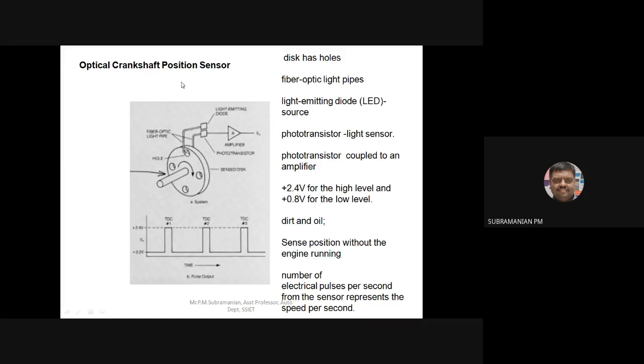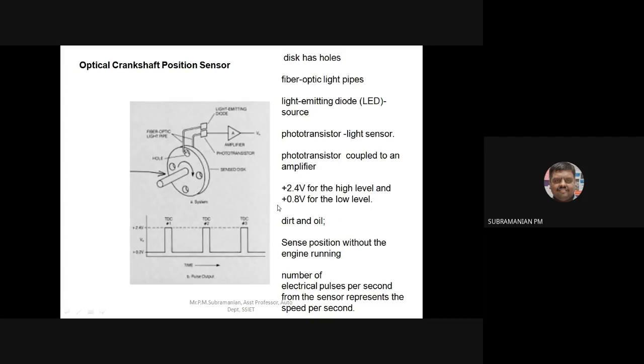One advantage of this optical crankshaft position sensor is that even though the engine is not running, my crankshaft is not rotating and my flywheel is not rotating, I can still sense the position of the engine, because it is based on light. So we can see a disc with holes and fiber optic pipes. The voltage is 2.4 volts for high level and 0.8 for low level.